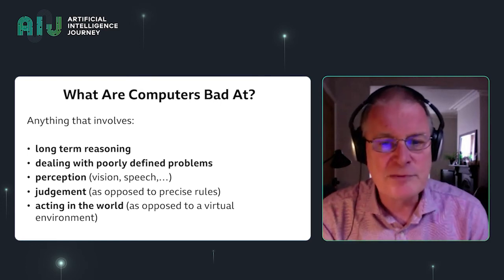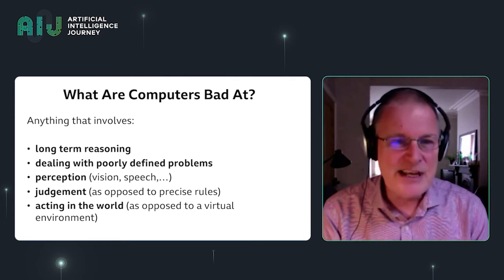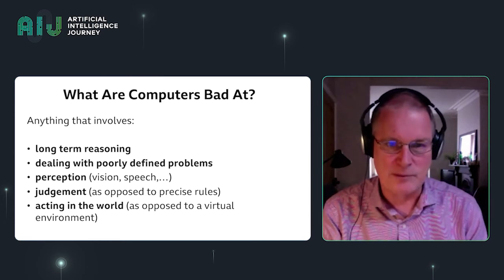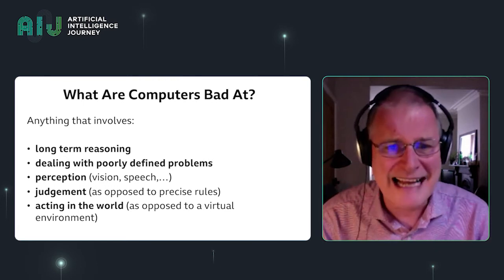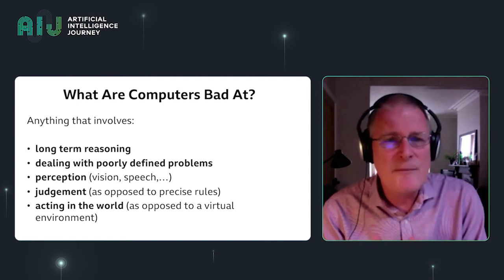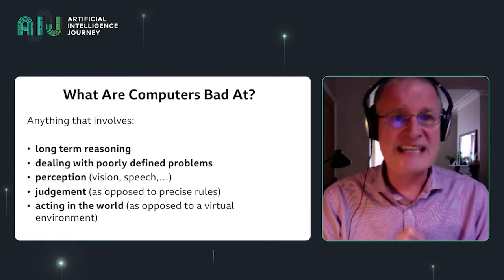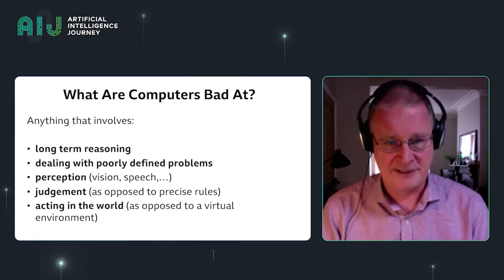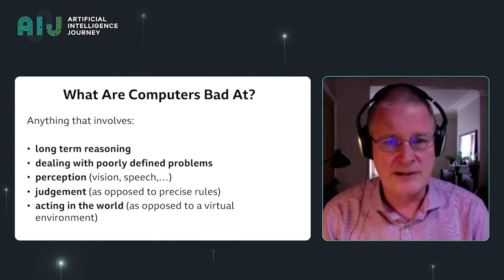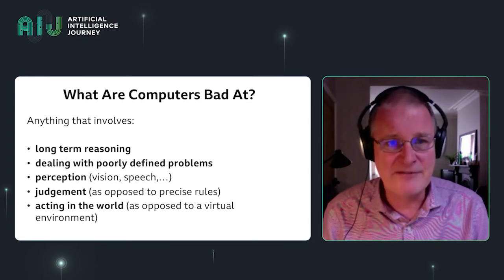Problems involving judgment as opposed to precise rules, right? Judgment is where there is no hard and fast answer to a problem. We don't know exactly what the answer is. It's a bit yes and a bit no, right? Somehow we deal with these cases in life. We deal with them reasonably successfully, but they're very difficult for computer programs to navigate. So, dealing with conflicting information.